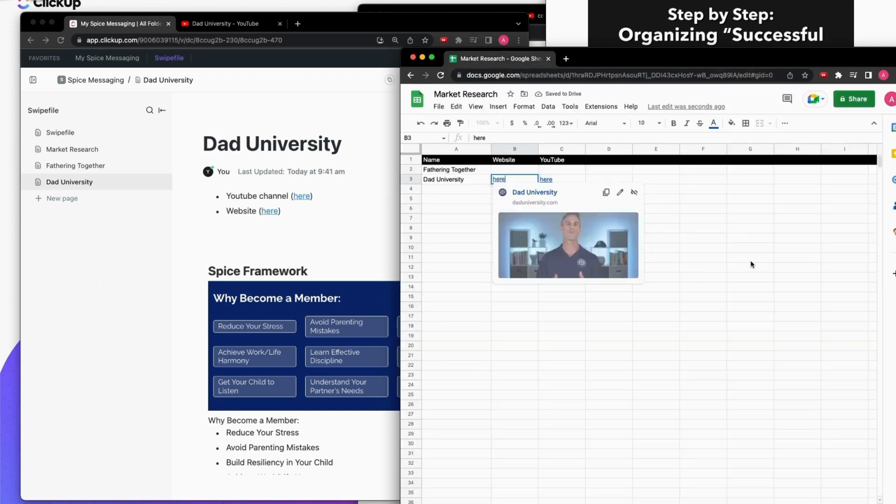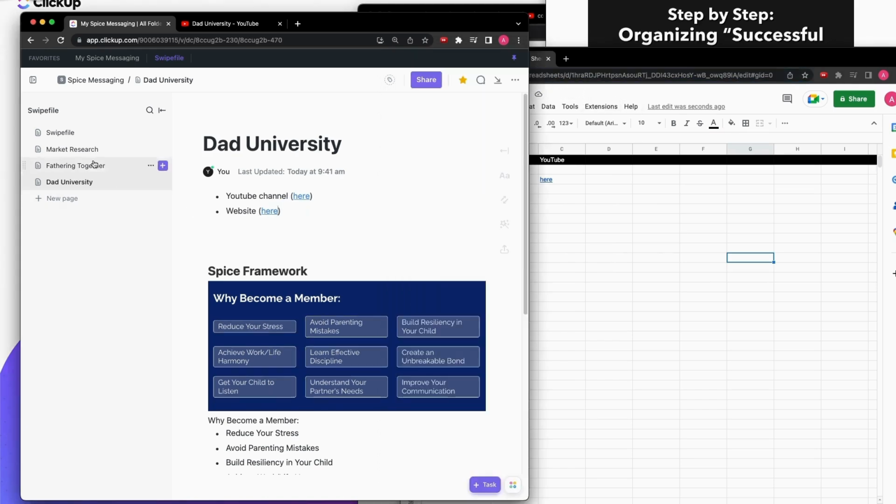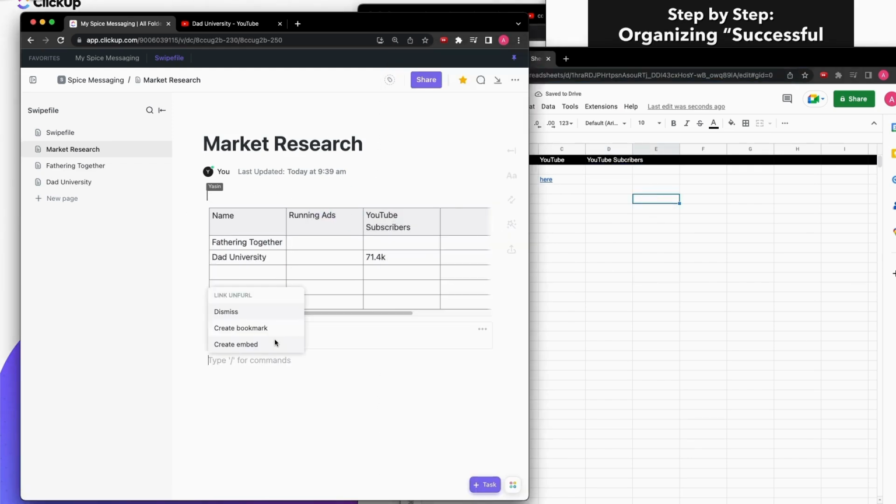So again, these are all kind of what you could do with Google Sheets as well. You can do the exact same thing, or you can even use a combination. You might say, you know what? I want to do this table. I don't like the table on here, right? I might even do, let's say, YouTube subscribers. I don't like the table feature on ClickUp. So you know what I'm going to do? I'm going to go ahead and put right here, I'm going to create a bookmark around this.